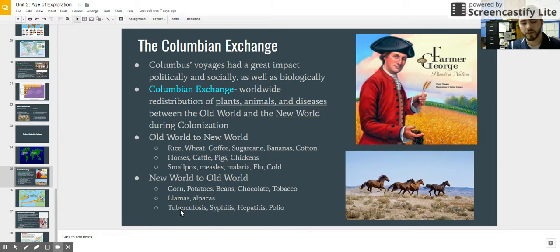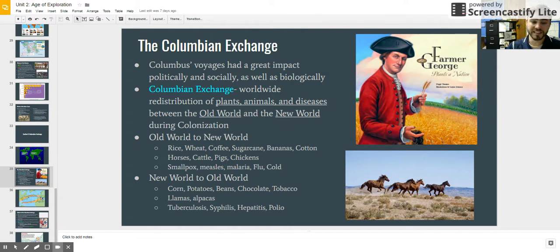And of course, they have their own diseases that they've picked up along the way. You can see here, tuberculosis was a New World disease, polio, hepatitis, syphilis. These are some diseases they had in the New World that they then brought over to the old world, and those two worlds collided in that respect.